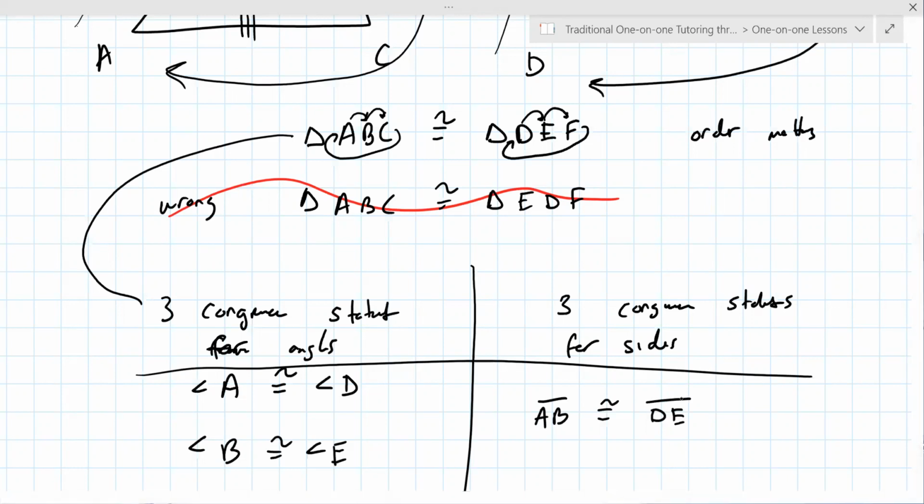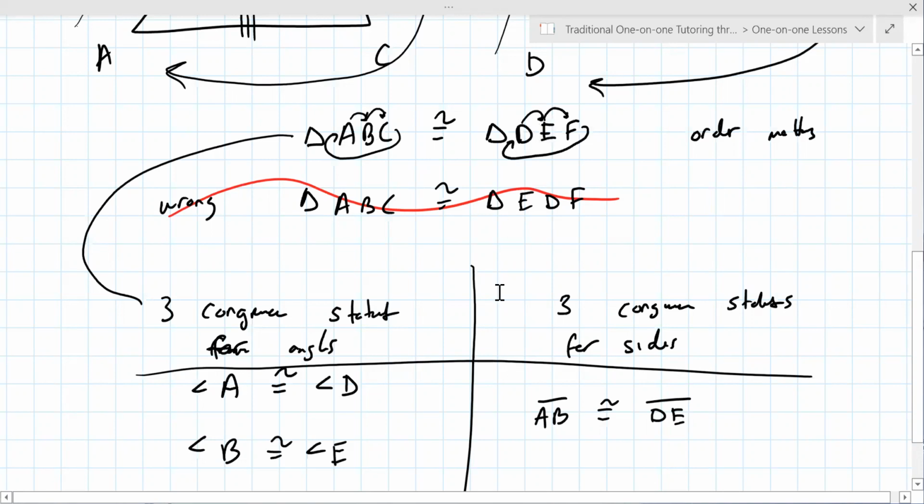And order matters, right? It is not true that AB is congruent to ED. The order really does matter here. That's the whole point of this course. So now B and C are next to each other, and so are E and F. So we can say BC is congruent to EF.